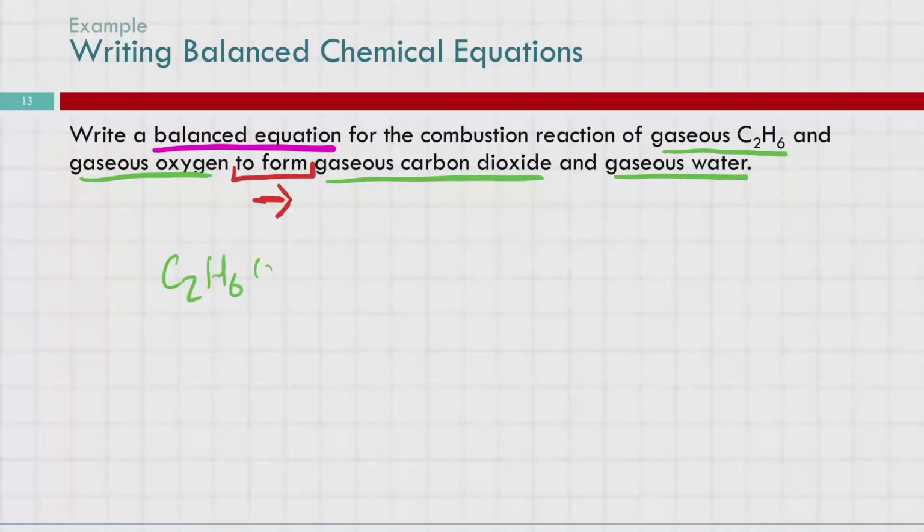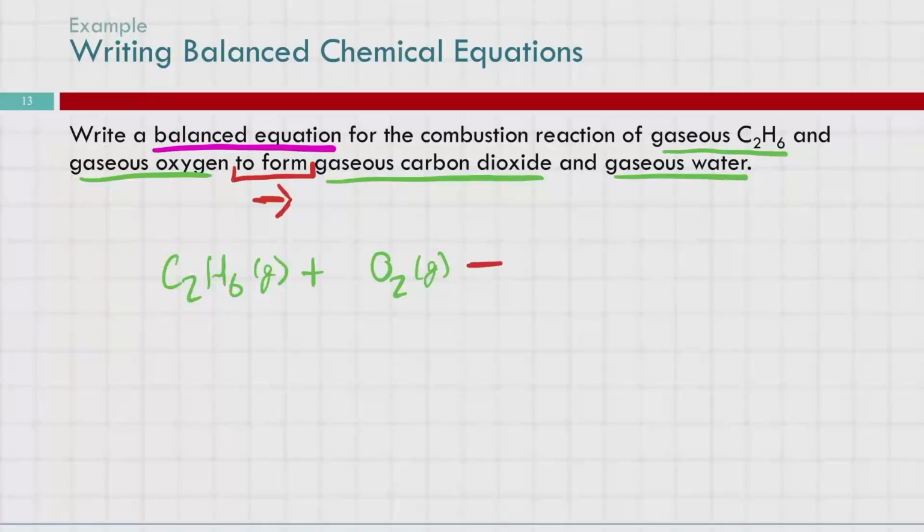C2H6, because we don't have the nomenclature tools for you to know what that's called. It's ethane. And then our other reactant is gaseous oxygen. What's our formula for oxygen? O2. So we've got O2. This is also a gas.